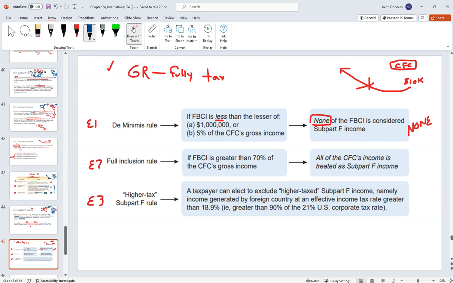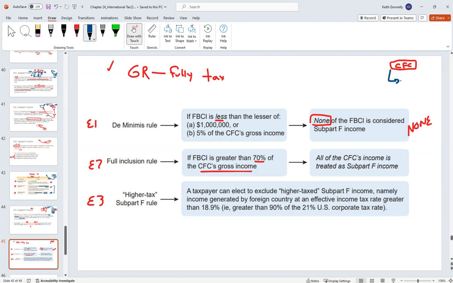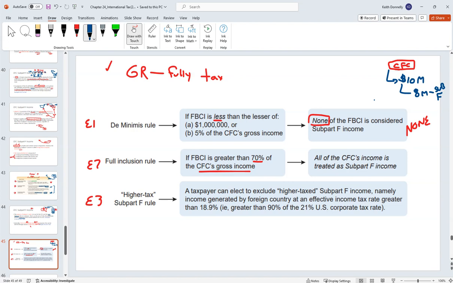The next one here is this full inclusion rule. This says, look, say you have subpart F on here. This says if FBCI is greater than 70% of the CFC's gross income. So let's just change the facts a little bit. Let's say this CFC has gross income of 10 million, of which, let's say 8 million is subpart F. So you would think, okay, 8 million, that's going to be taxable now. That's true. That's still the case.